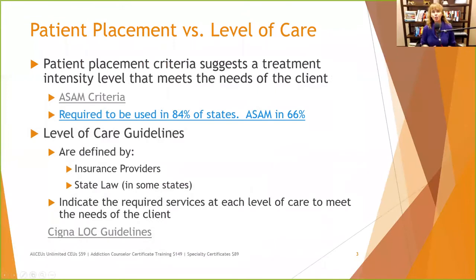So when you're doing your patient placement criteria, if you've reviewed the level of care guidelines, you know what kind of services are available at each level of care. And if you're thinking to yourself, this person really needs more than 3 hours 3 days a week, then you're probably going to be looking for partial hospitalization or residential treatment. So you know what's offered at that level of care.